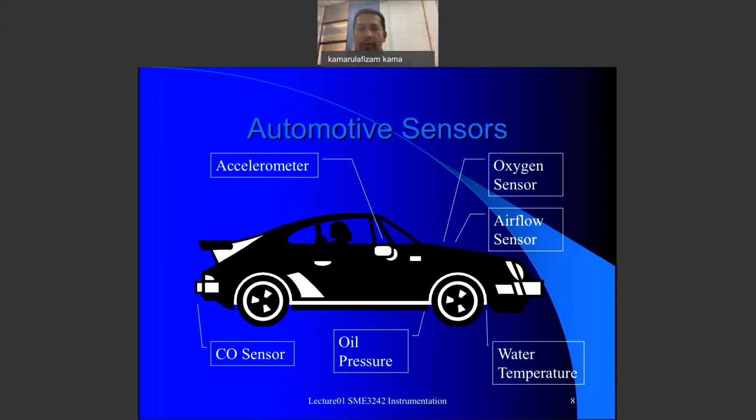Even in the engine, in the combustion system, you have fuel coming out to the system, so you have to know what the pressure of the oil is, and of course you have a CO2 sensor, and you have an accelerometer. These are the systems of instruments that are installed in a car basically to perform those measurements.